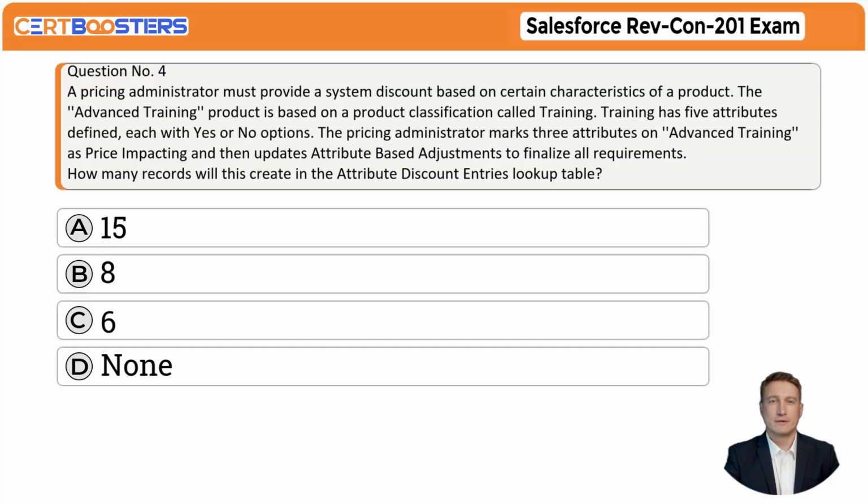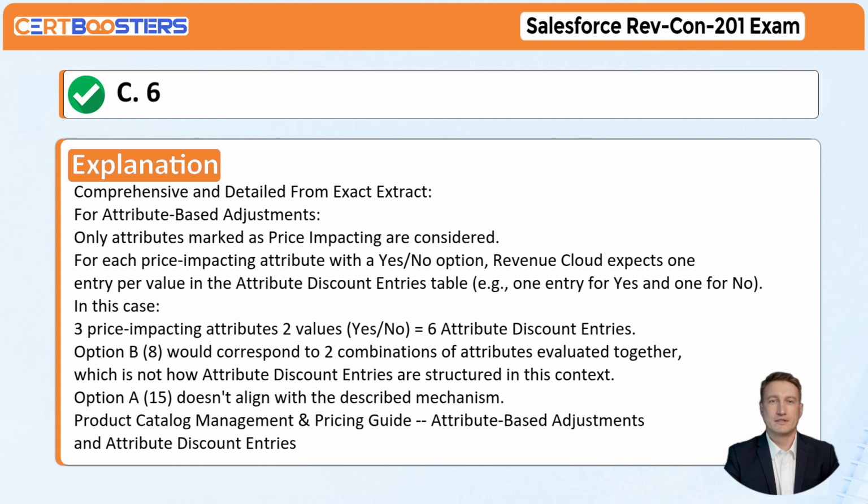Question number 4. A pricing administrator must provide a system discount based on certain characteristics of a product. The advanced training product is based on a product classification called training. Training has 5 attributes defined, each with yes or no options. The pricing administrator marks 3 attributes on advanced training as price impacting, and then updates attribute-based adjustments to finalize all requirements. How many records will this create in the attribute discount entries lookup table? A. 15, B. 8, C. 6, D. None. Answer C.